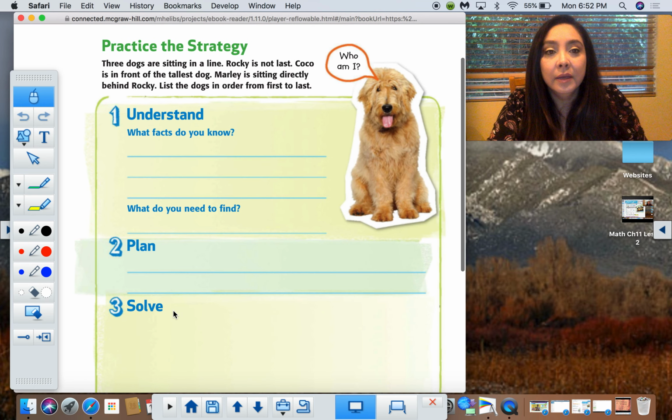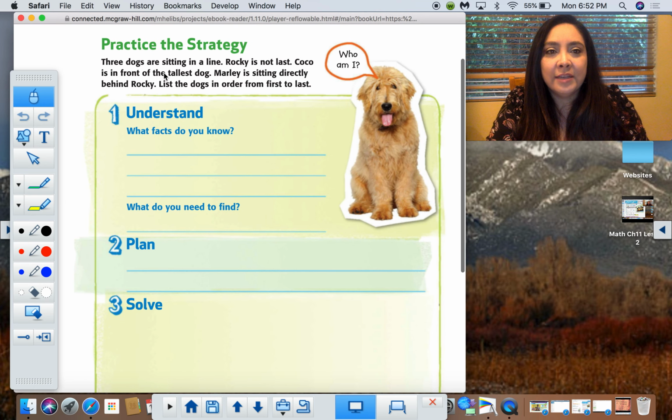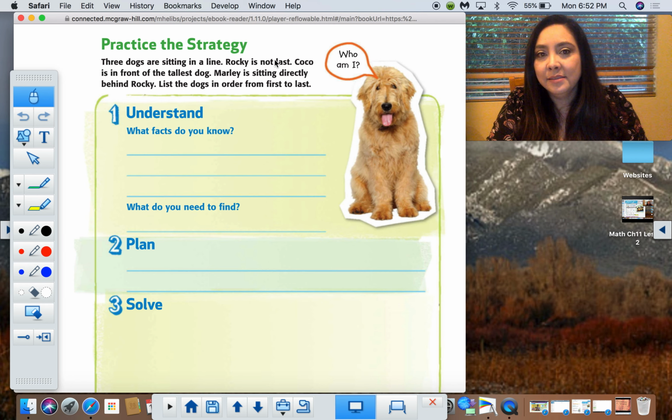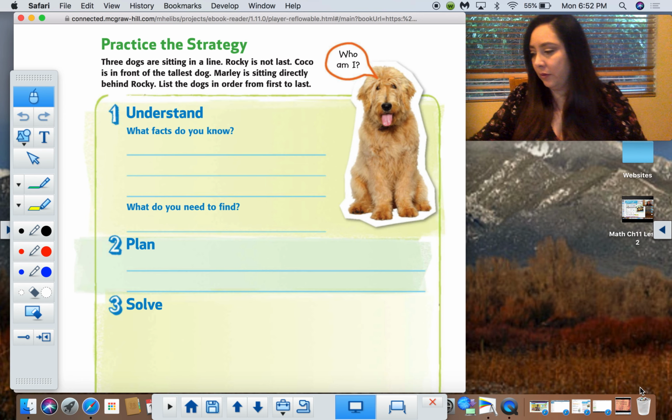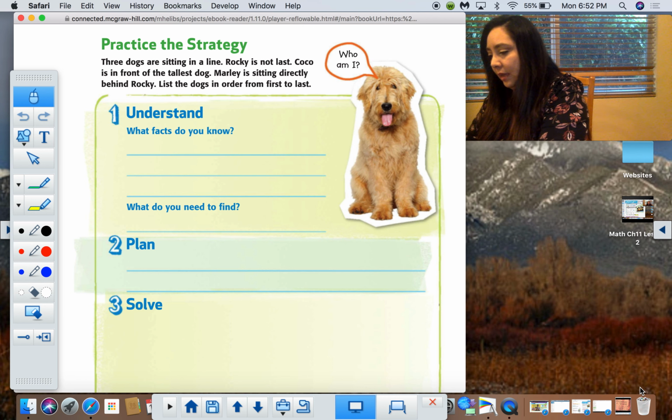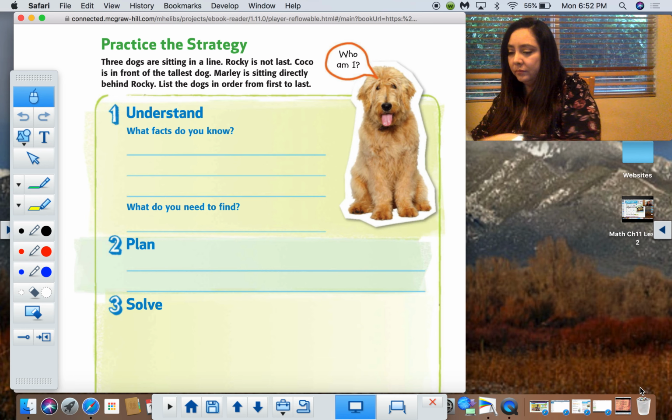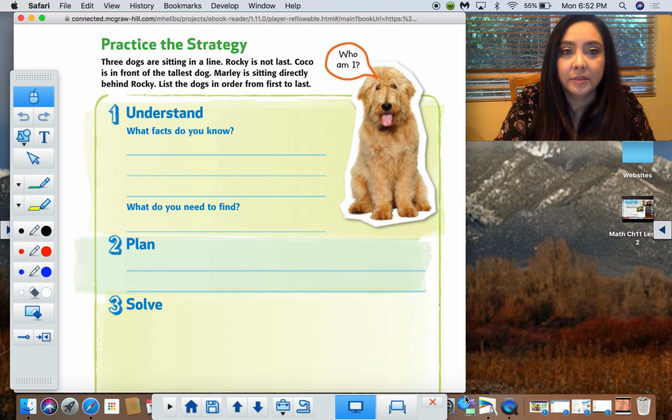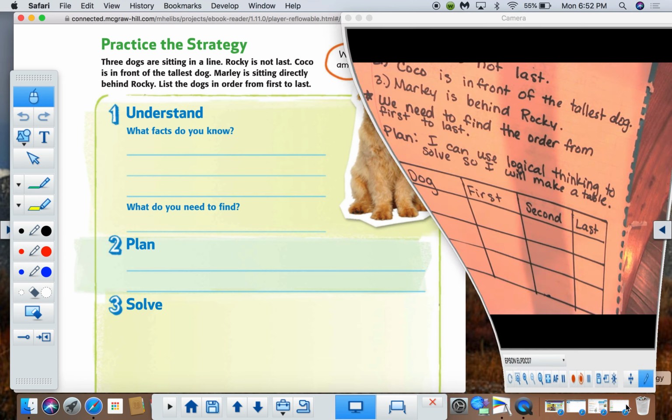So the problem says, 3 dogs are sitting in a line. Rocky is not last, Coco is in front of the tallest dog, and Marley is sitting directly behind Rocky. List the dogs in order from first to last. So let me go ahead and start to write down my information.